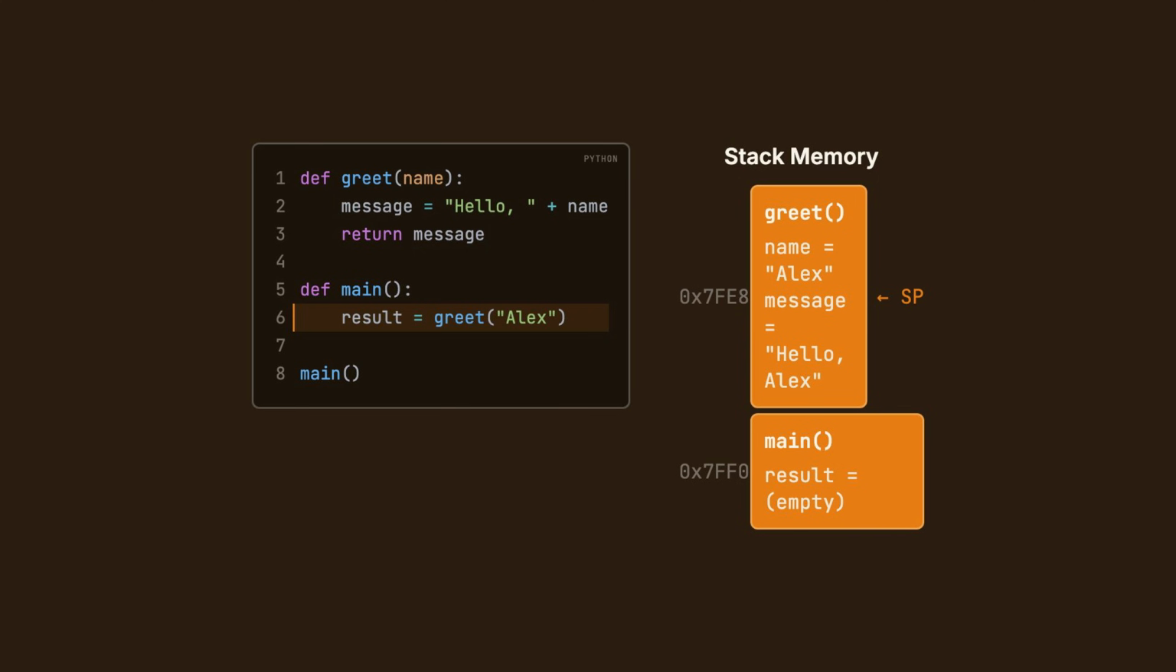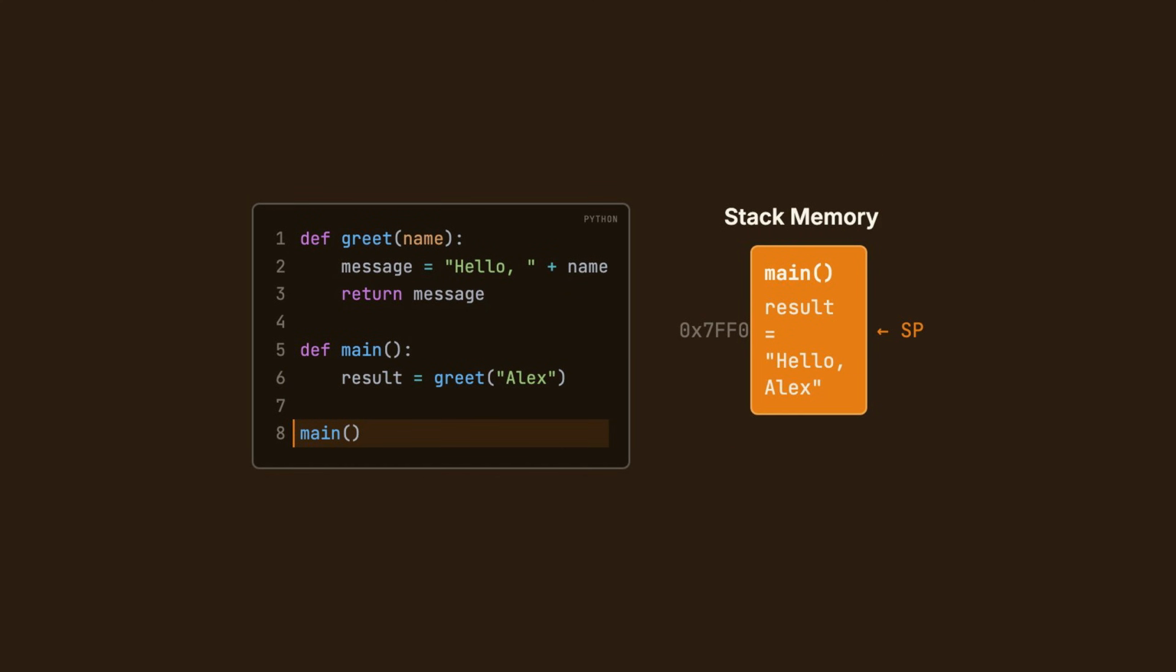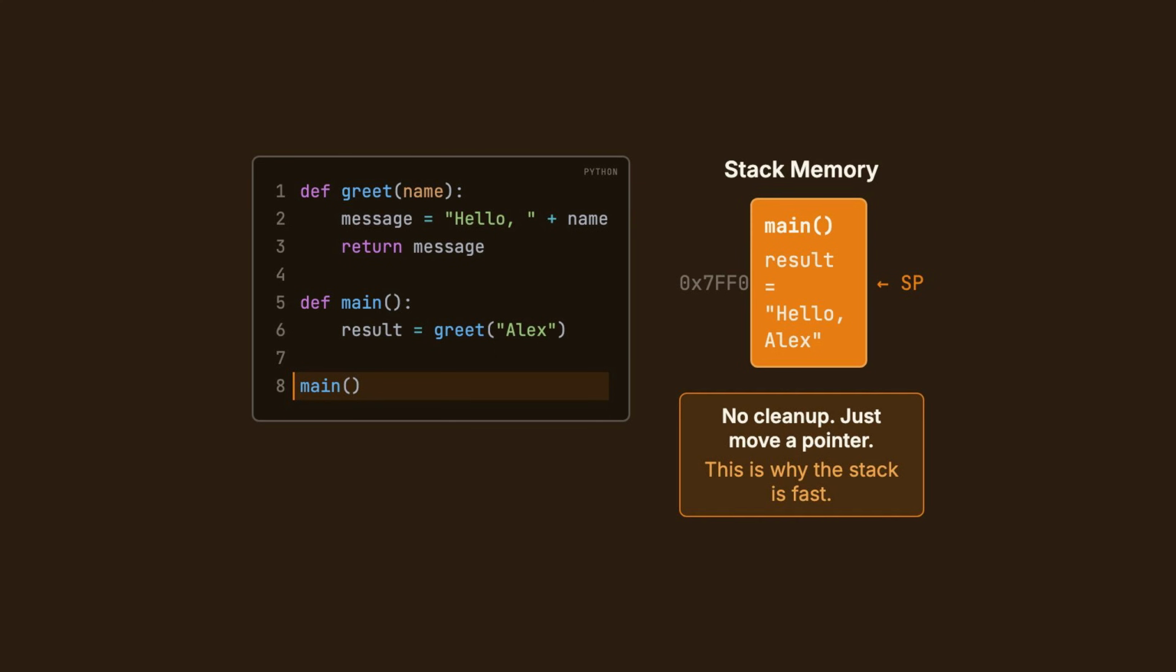When main calls greet, a new frame is pushed on top. This frame holds the parameters and local variables. Each function gets its own isolated workspace. When greet returns, its frame is popped off instantly. No cleanup code, no garbage collector. Just move a pointer. This is why the stack is fast.